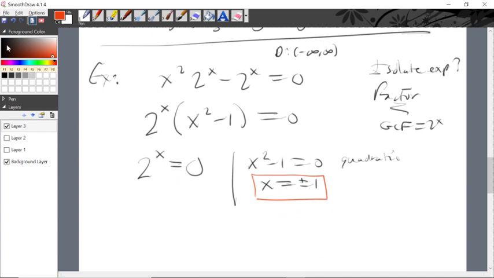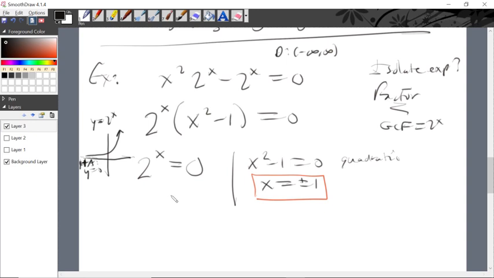2 to the x is equal to 0. What do we know about 2 to the x? First of all, analytically, if we take a look at the graph for the function y equals 2 to the x, notice, of course, it never does equal 0. It has a horizontal asymptote. A horizontal asymptote is y is equal to 0. That is, it never reaches y is equal to 0. Okay, so there's no solution to this.